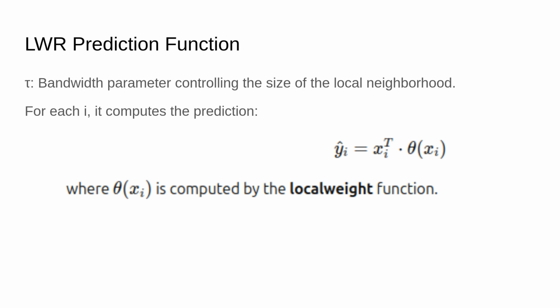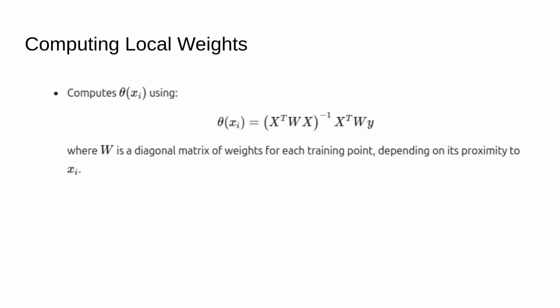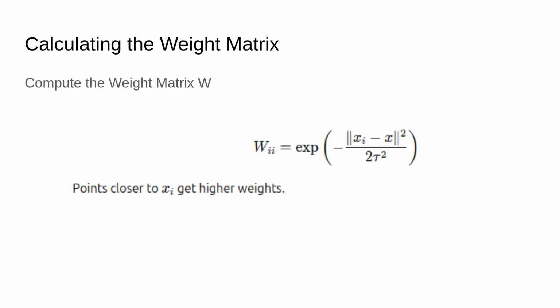This function loops through all m data points and calls the local weight function to compute weights and make predictions for each data point based on its local neighborhood. Then, here we'll zoom into local weight, which does the heavy lifting. The weights W determine how much influence each nearby point has. The formula uses the least squares method, and this ensures that closer points have more influence on the prediction. After that, we calculate our weight matrix. The weights are determined using a Gaussian kernel. Here, the value of tau controls how far the model looks. Smaller tau means focusing on very close points, whereas larger tau widens the neighborhood.